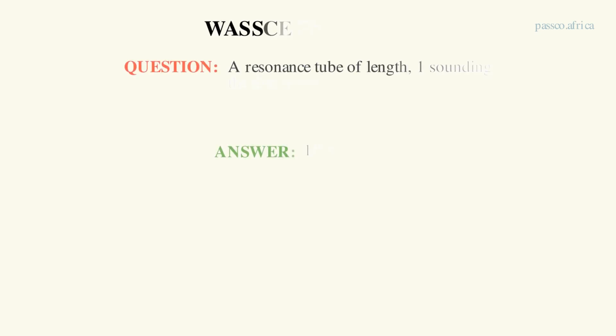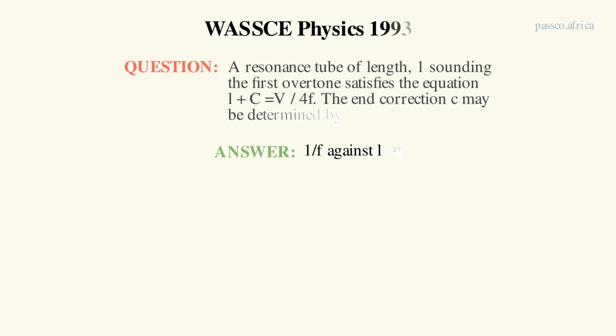Welcome to Passco Africa. Here is the question. A resonance tube of length l sounding the first overtone satisfies the equation L plus C equals V/4F. The end correction C may be determined by. Now, try it yourself.